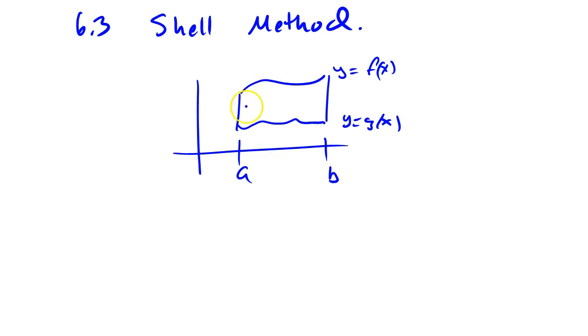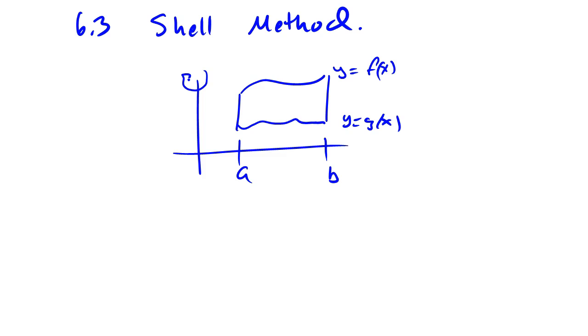We've got some region in the xy plane. For simplicity, we're saying it's a region that's bounded above by some curve y equals f of x, bounded below by some curve y equals g of x, and on the left and the right by values x equals a and x equals b, respectively. So what I'm going to do now, rather than rotating around the x-axis, I'm going to rotate this around the y-axis. Okay.